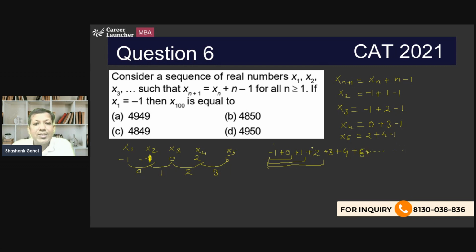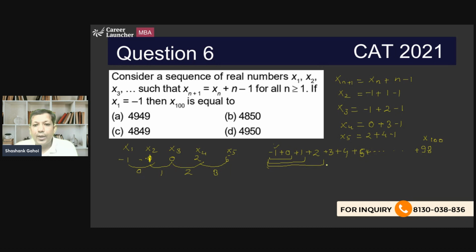So this is starting from minus 1 and it needs to have 100 terms. From 1 to 100 there are 100 numbers. From 0 to 99 there are 100 numbers. So from minus 1 to 98 will be my 100 numbers. This is going to be my 100th term, and that's how we calculate the 100th term.